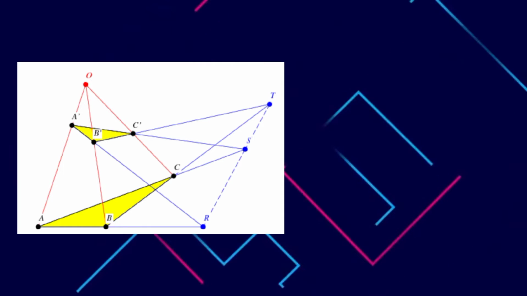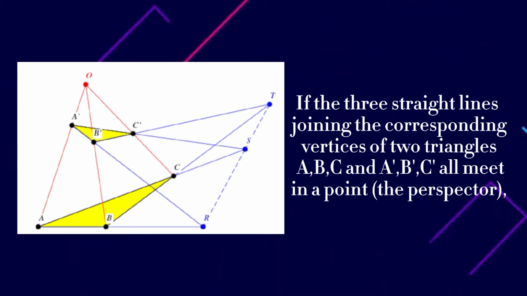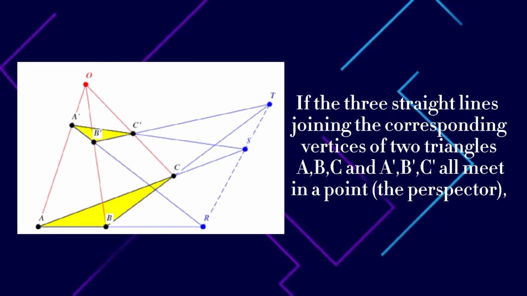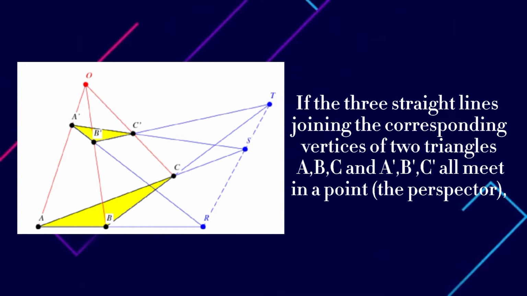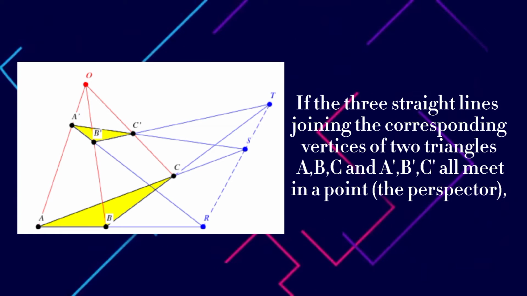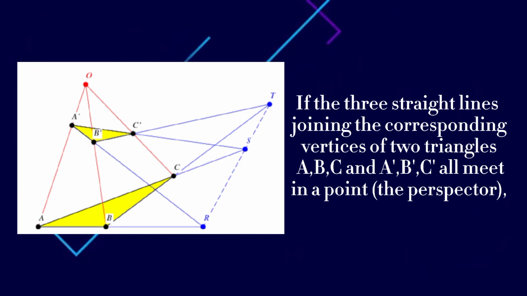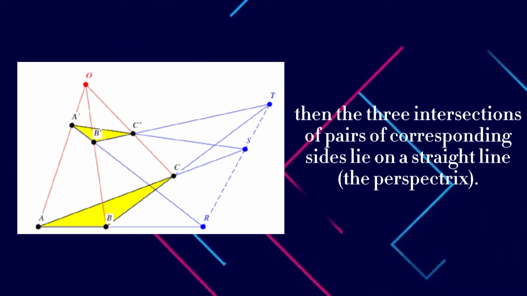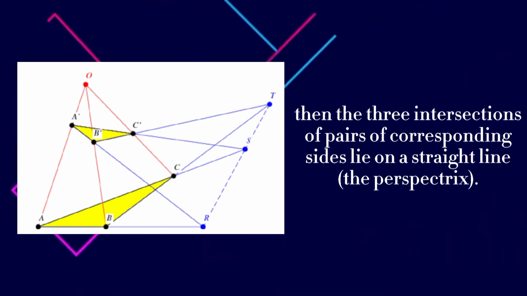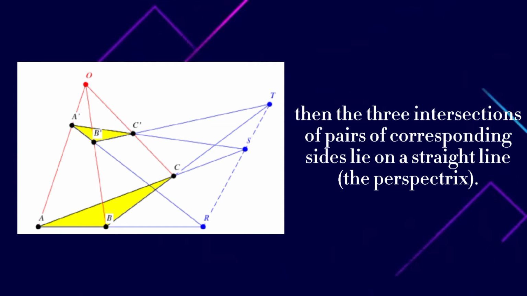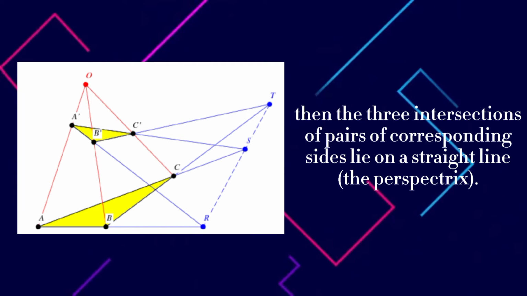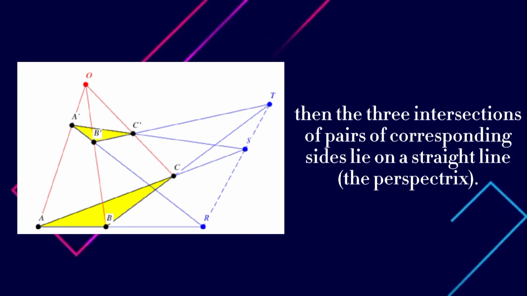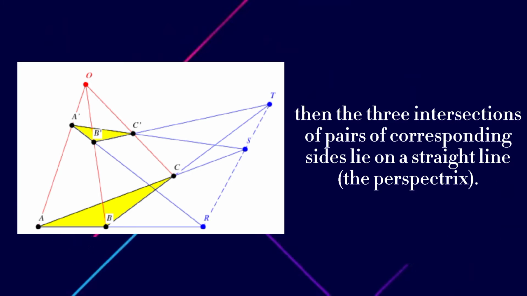So how will we know if it is a Desargues configuration? If the 3 straight lines joining the corresponding vertices of two triangles ABC and A'B'C' all meet in a point, the perspector, then the 3 intersections of pairs of corresponding sides lie on a straight line, the perspectrix. Equivalently, if two triangles are perspective from a point, they are perspective from a line.